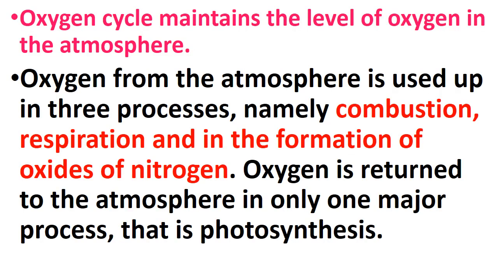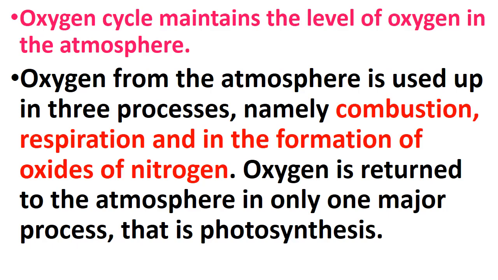So this oxygen cycle maintains the level of oxygen in the atmosphere. Now the question arises how? How is it maintaining the level of oxygen in the atmosphere? Oxygen from the atmosphere is used up in three processes. The oxygen which is present in atmosphere, that is 21% in amount, is used in three processes. What are those three processes? Combustion, respiration and the formation of oxides of nitrogen. These three are the processes where the oxygen is being used.